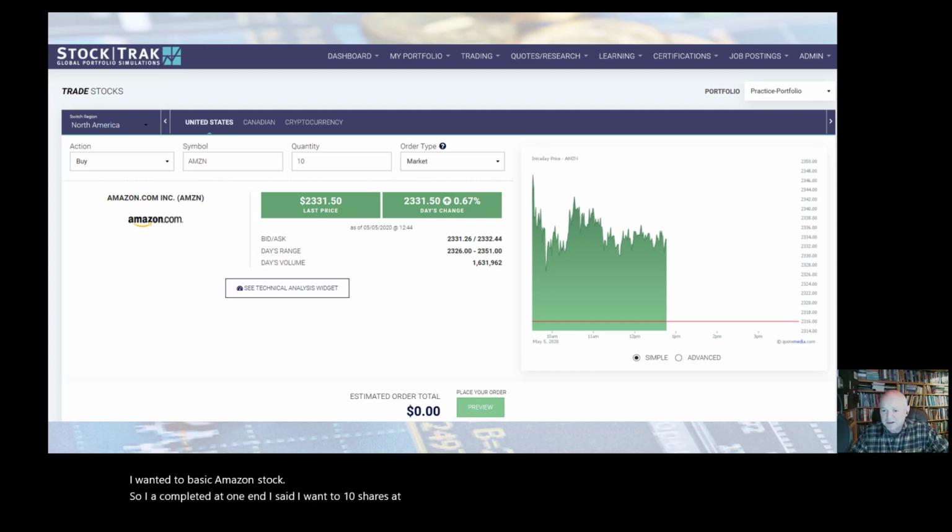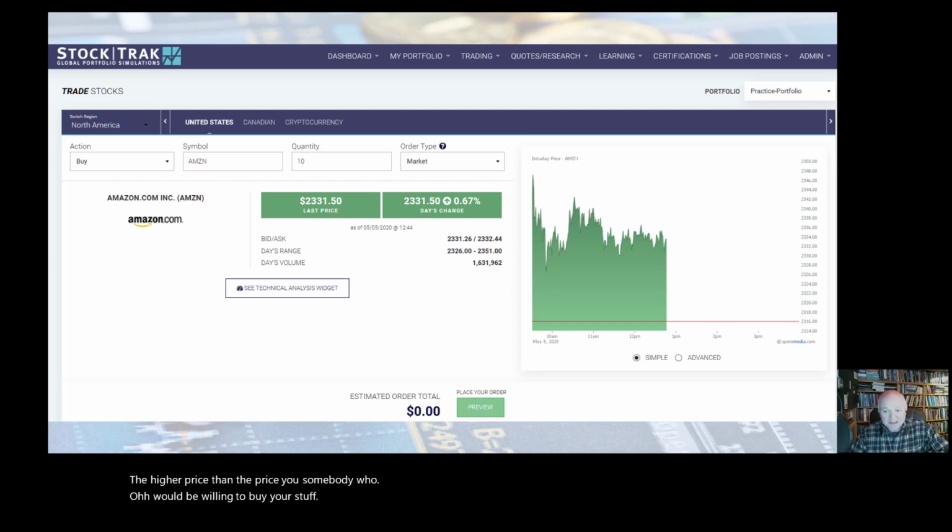The current price today, and I am talking to you during trading hours, was $2,331.50, or at least that was the last price that was quoted. You can see down below the price for somebody who is selling would be 2331.26, for somebody who's buying, 2332.44. So the asking price by somebody who's selling is the higher price than the price that somebody would be willing to pay for your stock.